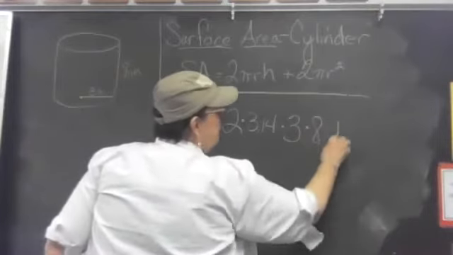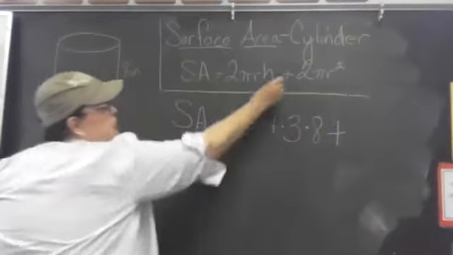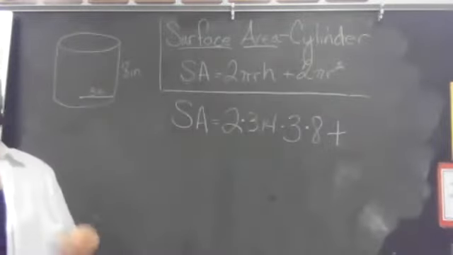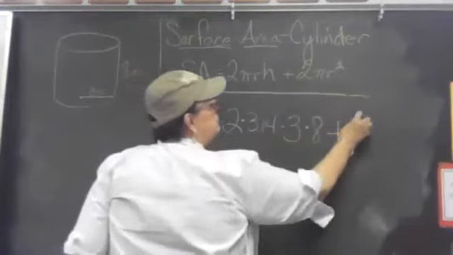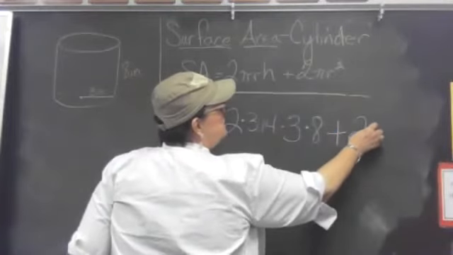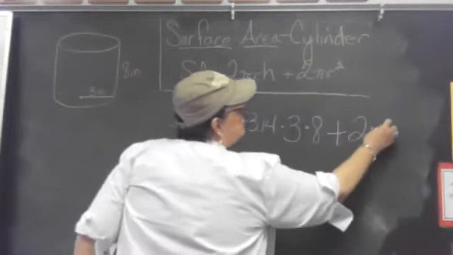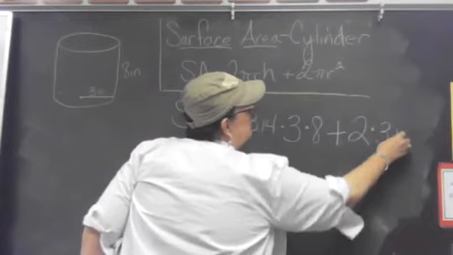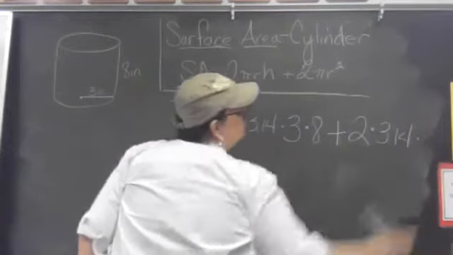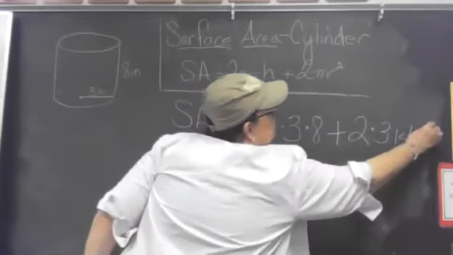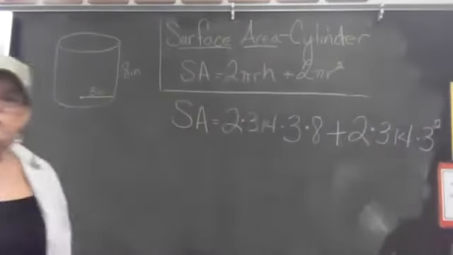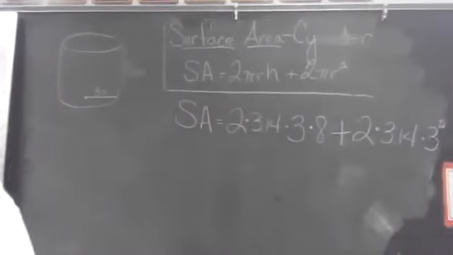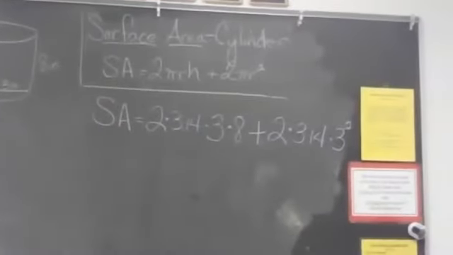And then it's plus, you guys. Be sure that you don't just keep on going times, times, times. And so we're here, the 2 times, again, 3.14 times 3 squared. Almost ran out of room. Yes. However, we are blessed with a calculator.